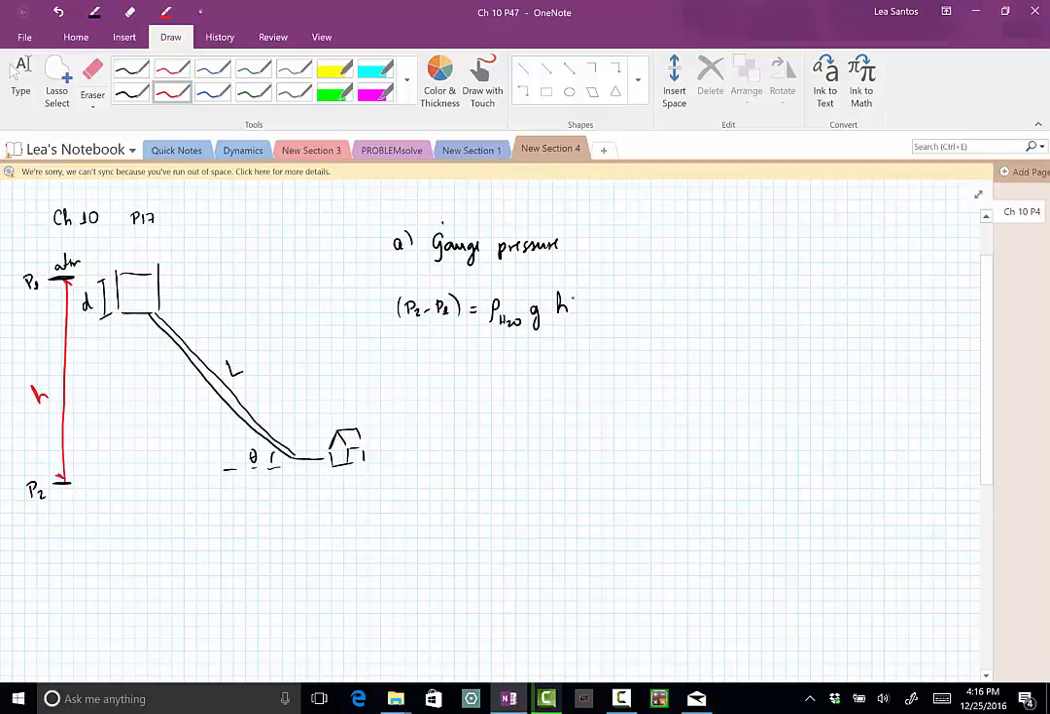Okay, so to get to this height, what we have to include is the depth of the tank plus the height of the hill. And for the height of the hill, we have to play with this triangle here, right? We have this angle theta, and L is the hypotenuse, so I can get the height of the hill.